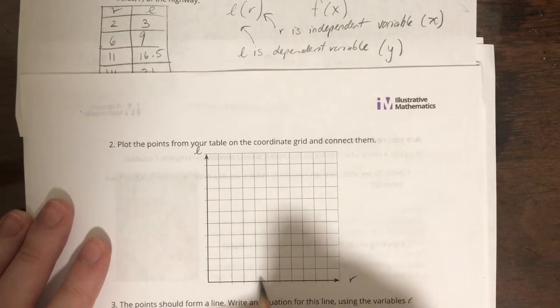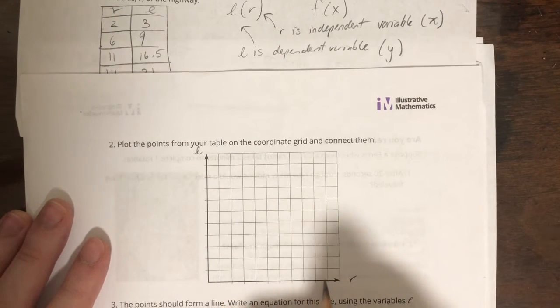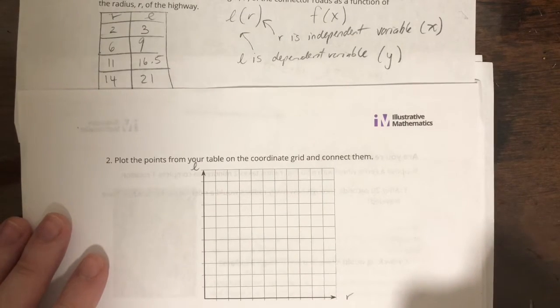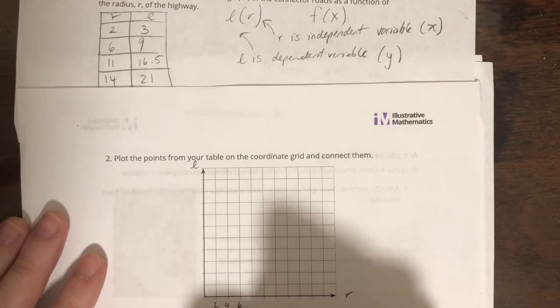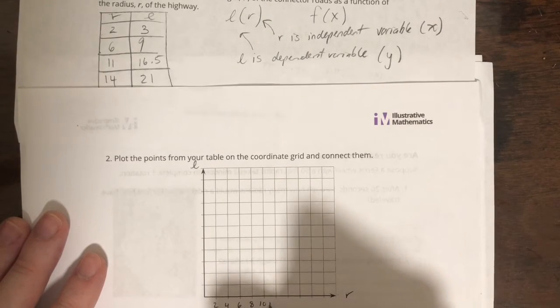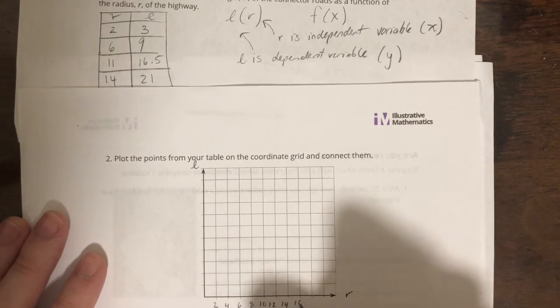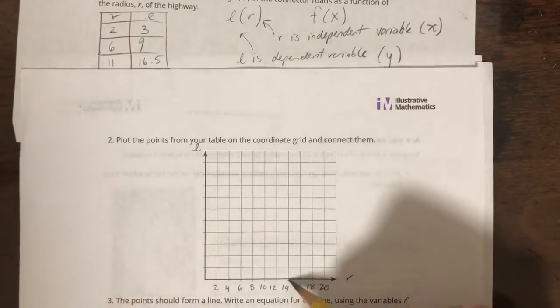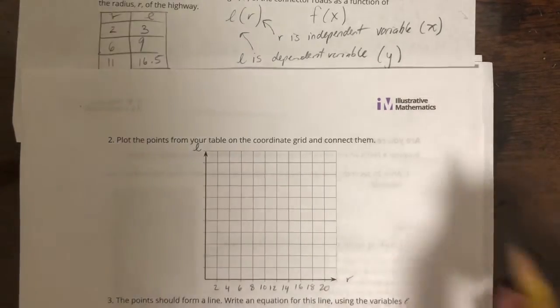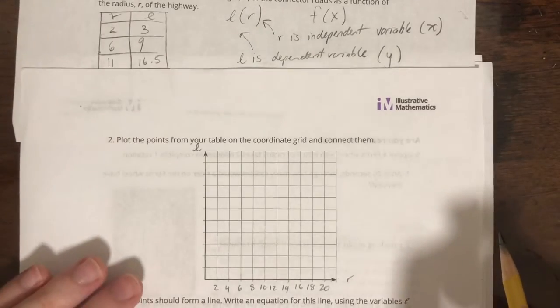1, 2, 3, 4, 5, 6, 7, 8, 9, 10, 11. So it goes up to 10. I got to fit 14, so let's try going by 2. 2, 4, 6, 8, 10, 12, 14, 16, 18, 20. Sometimes you don't have to use up all this axis, that's fine. We're going to end at 14. So, I like to keep it simple with scales like 2.